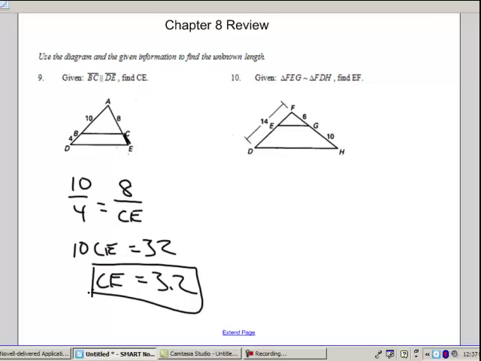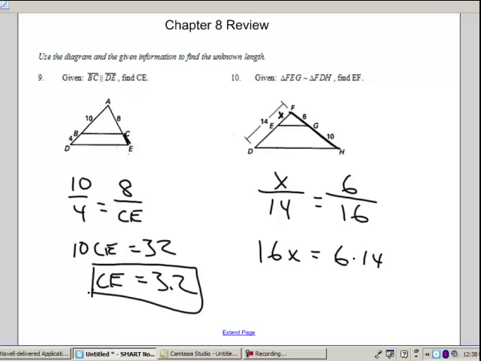On the next one, these two triangles are similar. And so now I'm going to say, I'm looking for EF. I'm going to say EF over FD, which is 14, is going to be FG, which is 6, over FH, which is 10 plus 6, which is 16. So 16x is equal to 6 times 14.